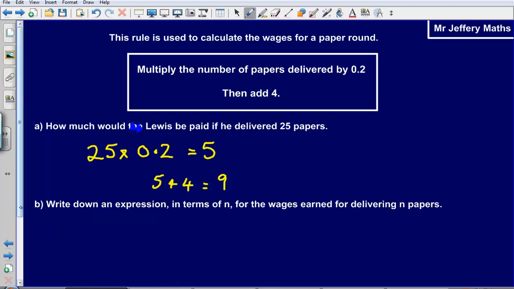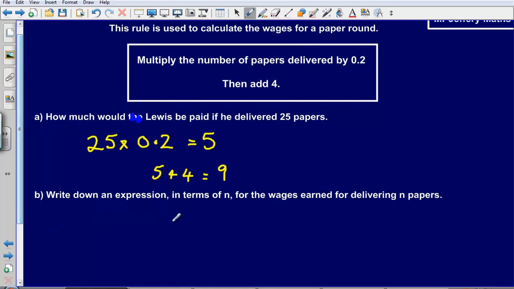Part B asks us to write down an expression in terms of n for the wages earned for delivering n papers. So again, like before, we start with n. What happens to n? Well, n is being multiplied by 0.2, and then after that we are adding on 4. So n multiplied by 0.2, add on 4. Our final answer here as an expression would be 0.2n add 4.